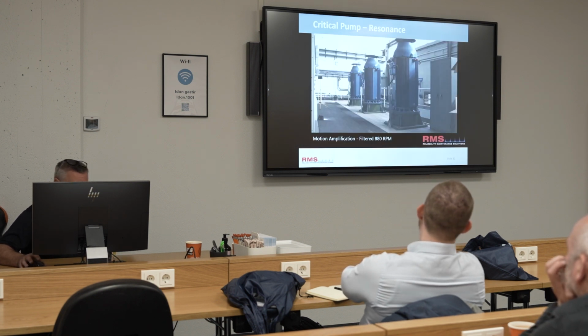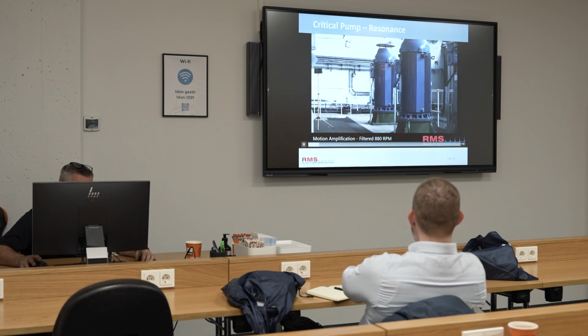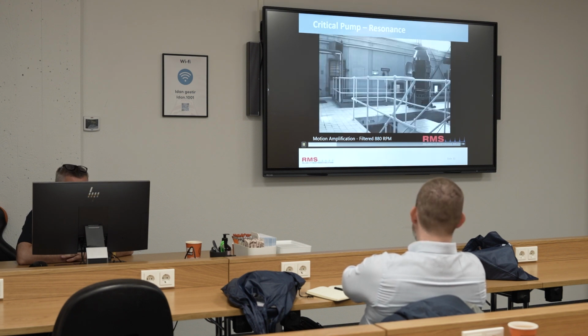Another one, which was pretty good, this is in a pumping station. So 3 vertical pumps that we looked at, and obviously the bottom pump was moving around on the floor. This is filtered to 880 RPM. This had a resonance issue. It's a variable speed pump. So you can see how the floor is moving.